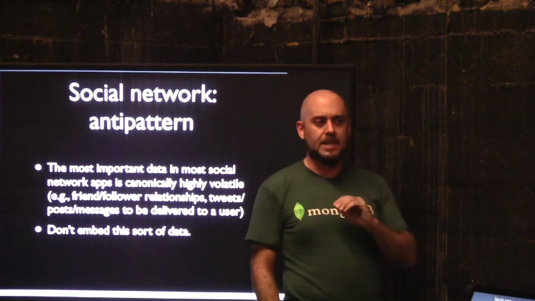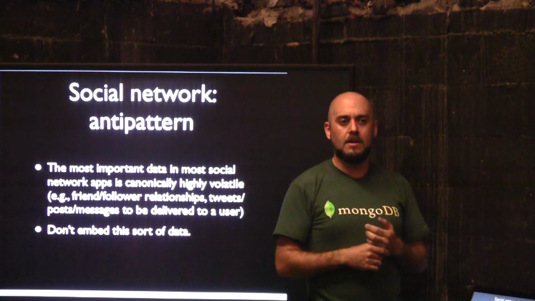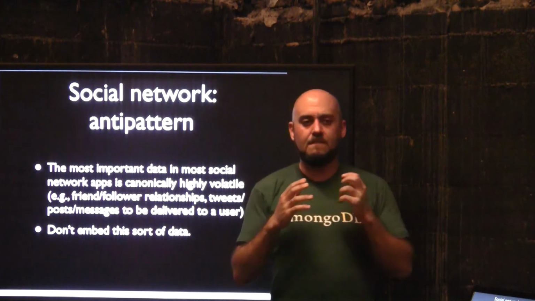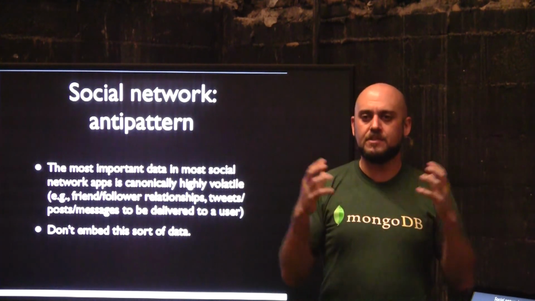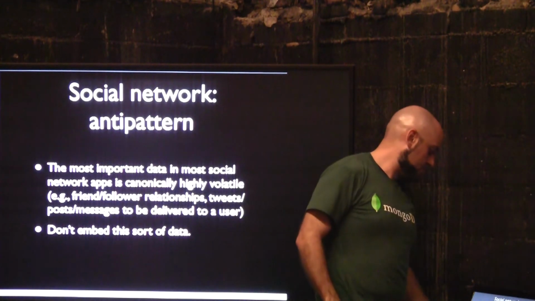So this is actually a relatively prominent anti-pattern, which is not specific to social networks. It's just that highly volatile, explosively growing documents are a bad pattern for MongoDB.